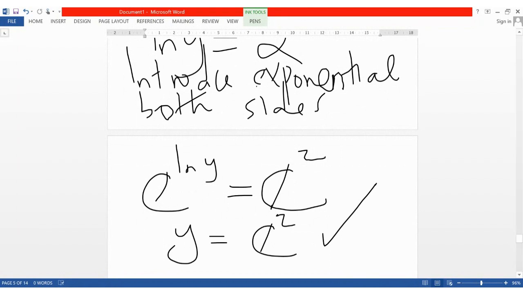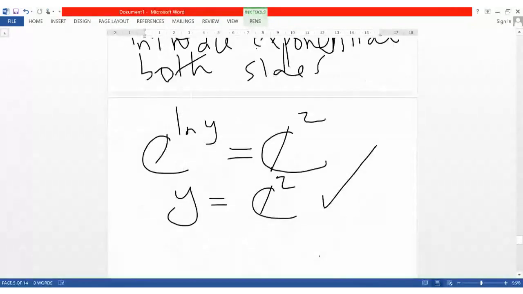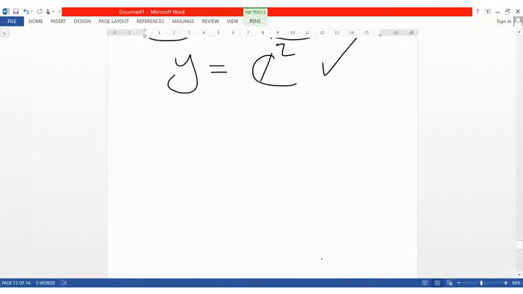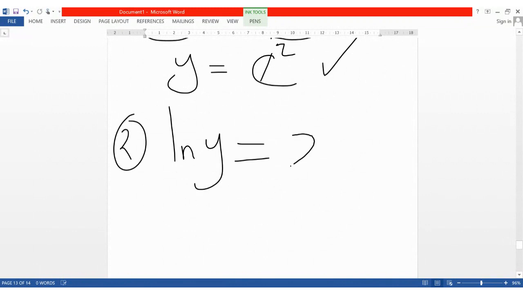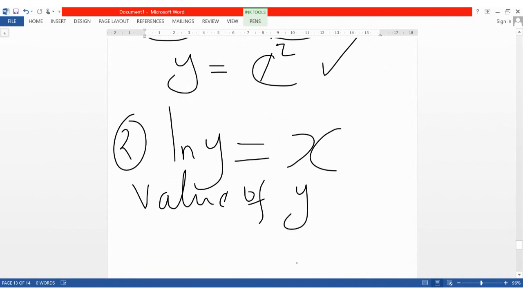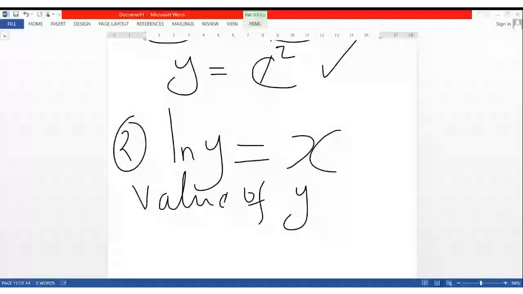So someone to try this one now. Number 2. I want you to make y the subject of the formula. What will you get? If you get that one, then we are done. Give me the value of y. If you get that one, then today I am happy. But make y the subject of the formula.